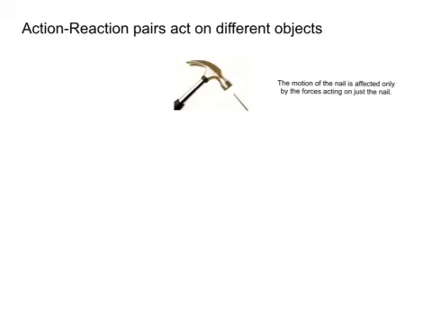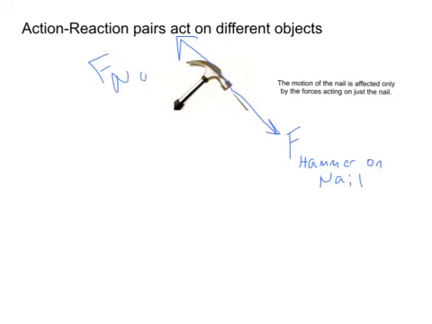So for example, take hammering a nail into a piece of wood. To accelerate the nail and drive it into the wood, the hammer exerts a force on the nail. According to Newton's third law then, because there is a force of the hammer on the nail, there must also be a force of the nail back on the hammer, of equal size, opposite direction.